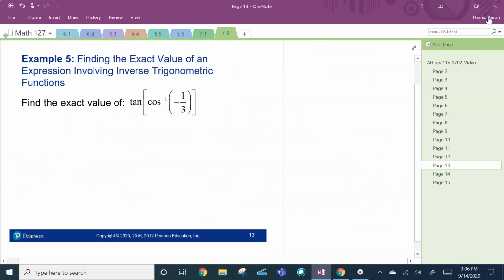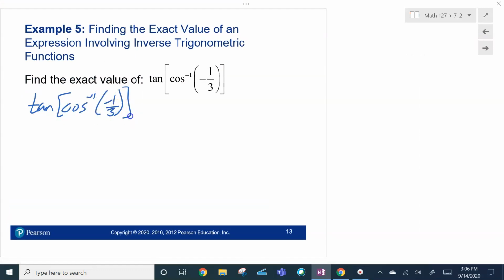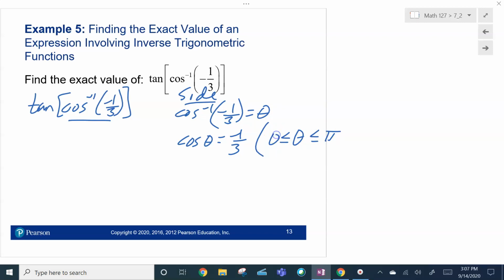And one more here. Good practice. Tangent of the arccosine of negative 1/3. Again, we go to the side here and say I'm going to let that composition piece inside there be theta. So that means the cosine of theta in this case is negative 1/3, and theta is between 0 and pi. Okay, so now we're looking anywhere in quadrant 1 or 2.